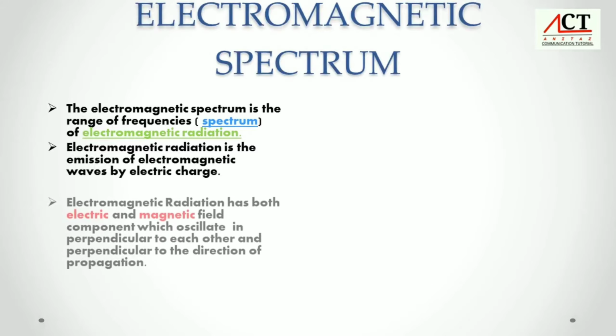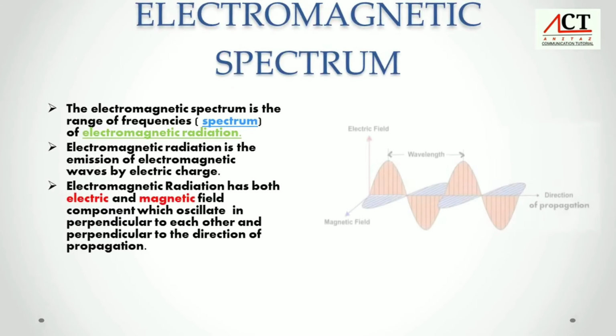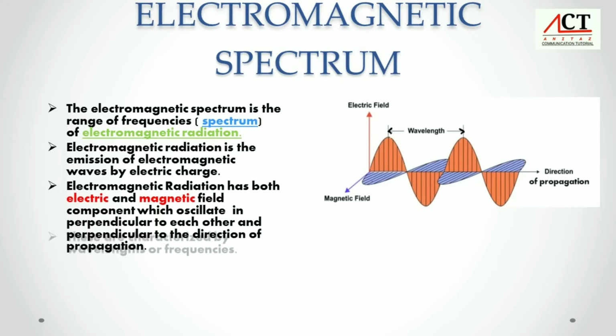What is this electromagnetic radiation? It is the emission of electromagnetic waves by electric charge. Electromagnetic radiation has electric and magnetic field components which oscillate perpendicularly to each other and also perpendicular to the direction of propagation.